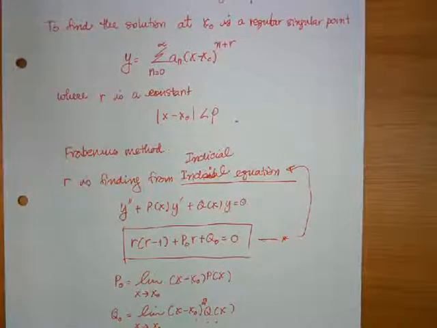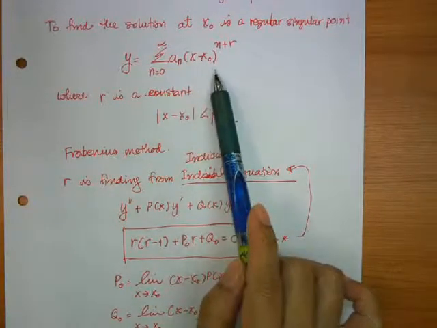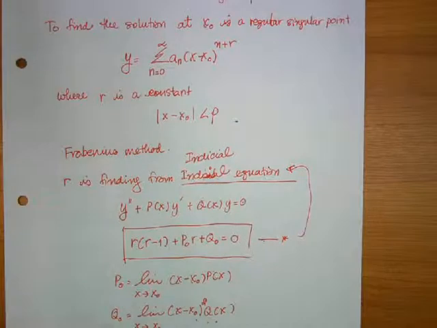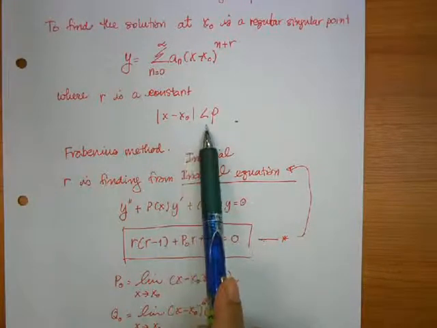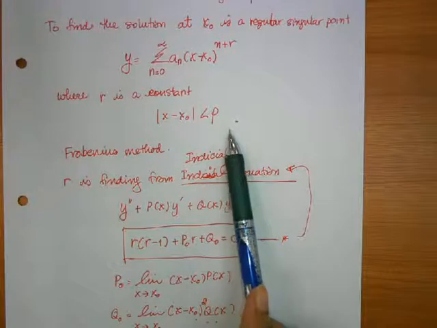After we can define the type of our singular point, then in order to find the solution at x0, which is a regular singular point, we can assume that y is equal to the summation of a_n times (x minus x0) to the power of n plus r, n equal to 0 to infinity, and r is a constant. This solution would be in the range of the absolute value of x minus x0 less than rho, where rho is the radius of convergence.